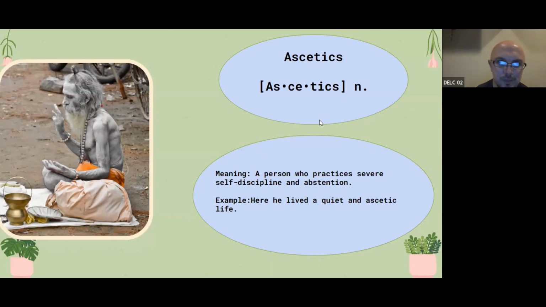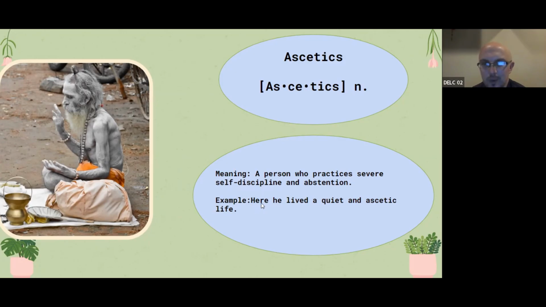It looks like this man doesn't eat very often, and maybe he doesn't shower very often because he is very serious about his self-discipline or his practice. For example, we can say, here he lived a quiet and ascetic life. This might be talking about some monk or someone who is very focused on their self-discipline.